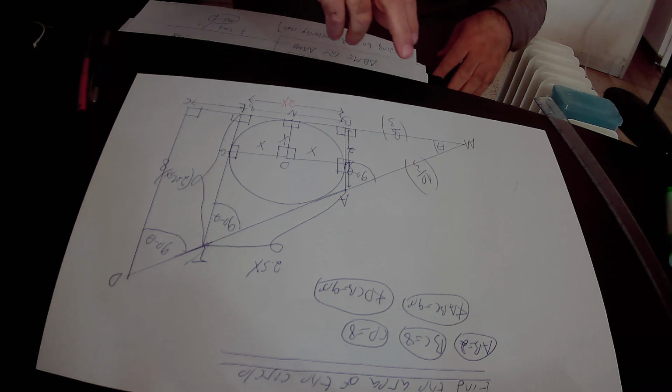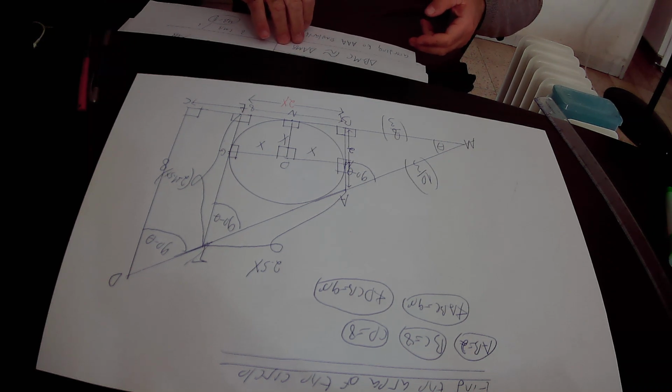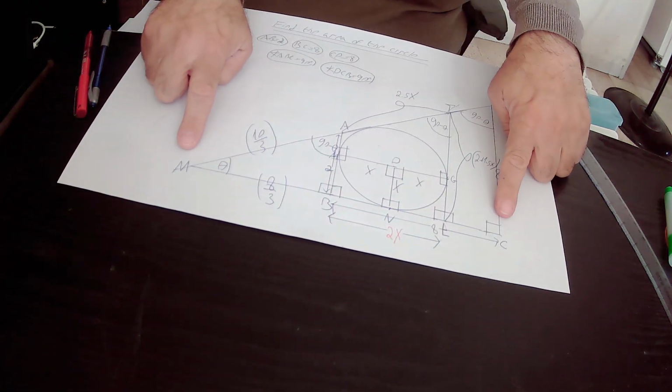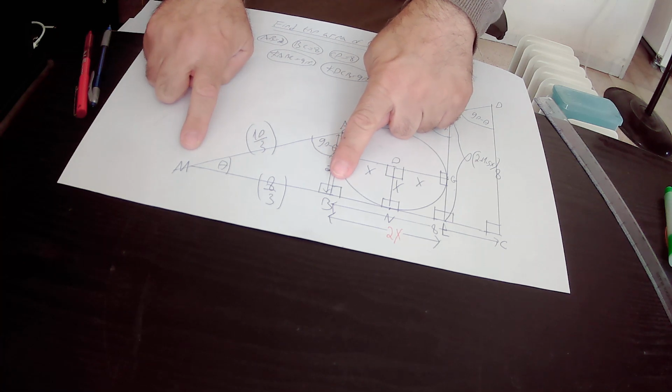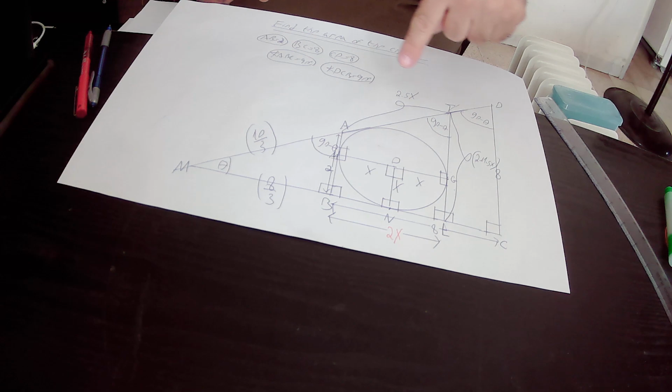And from the fact that those two right triangles are similar to each other, we conclude that the following relationship exists between their sides. We conclude that MC in the big triangle over MB in the small triangle equals DC in the big triangle over AB in the small triangle.